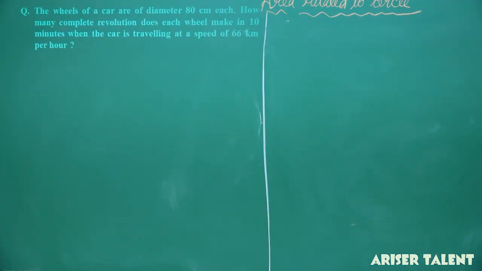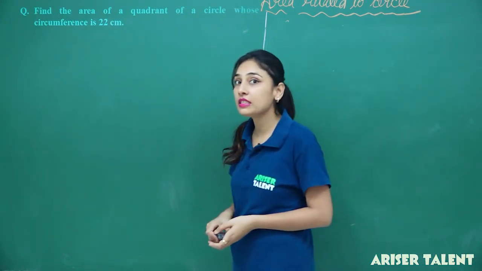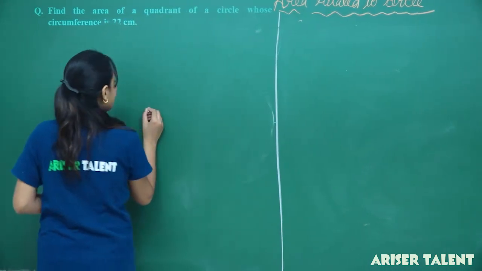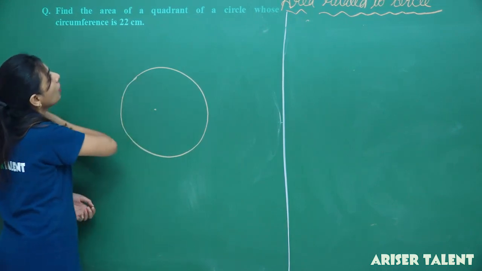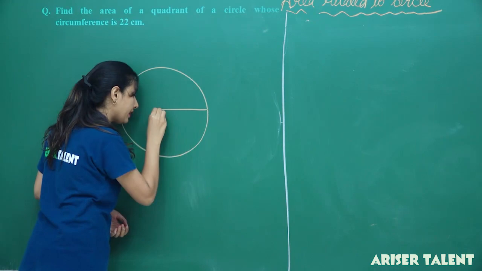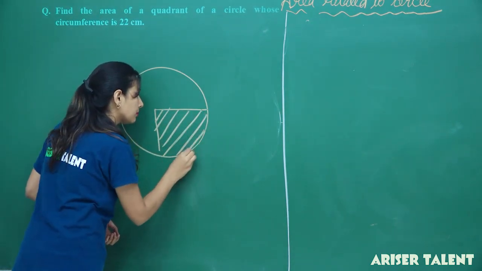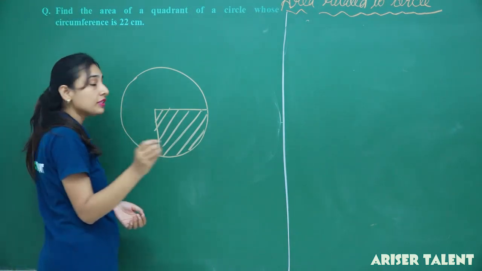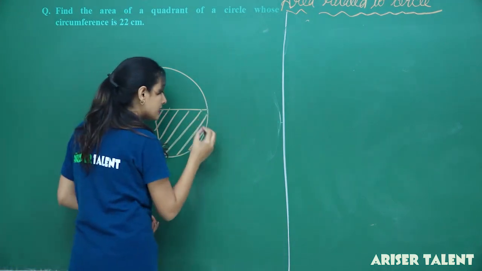Okay, students, so our next question is: find the area of a quadrant of a circle whose circumference is 22 centimeter. Right, students? So, here I have a circle which is given in the question, and I have to find only the quadrant. This shaded portion I have to find. Now, it's saying of a circle whose circumference is given. The circumference is 22 centimeter, right?